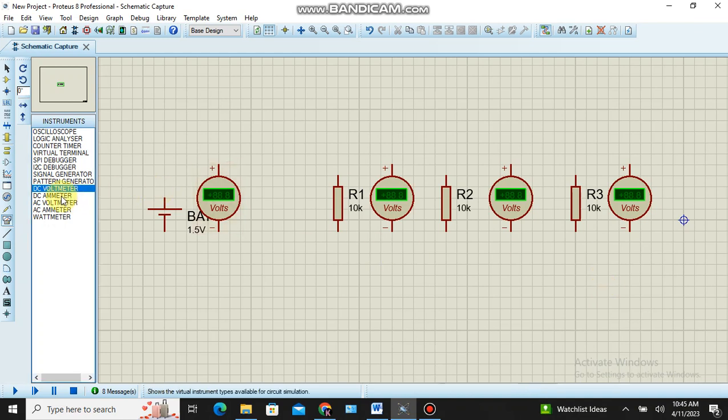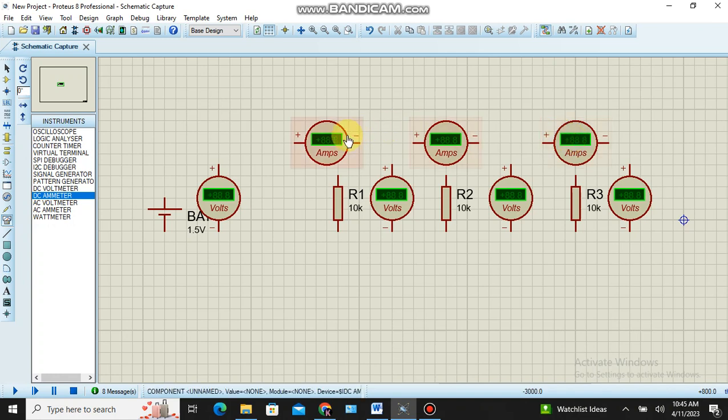So next I want to measure the current. So I select the DC ammeter. One ammeter is connected in series with the R1 branch. Another ammeter is connected in series with the R2 branch. Another ammeter is connected in series with the R3 branch. So this is I1 current, this is I2 current, this is I3 current. Each ammeter is connected in series with that branch resistance. One more ammeter is required, that is to measure the total current supplied by the source.